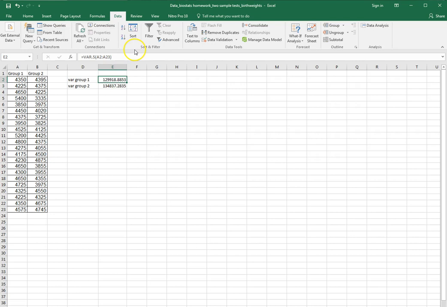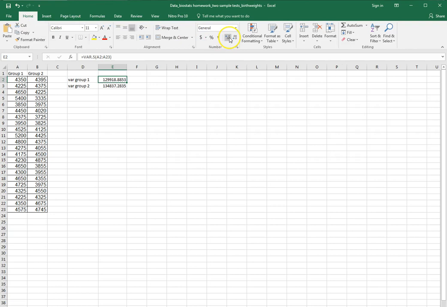Now these are both really long decimals, so I just want to truncate that a little bit so I don't have quite so many decimal points. So here we go. This makes it a little bit easier for me to do that comparison. So the variance here is 129,918, and my variance here is 134,837. So they're pretty close together. Definitely not double. One's not more than double the other. So I can just assume equal variance.